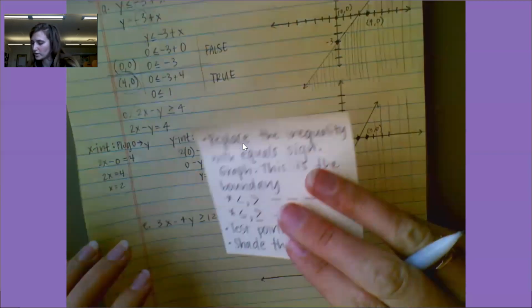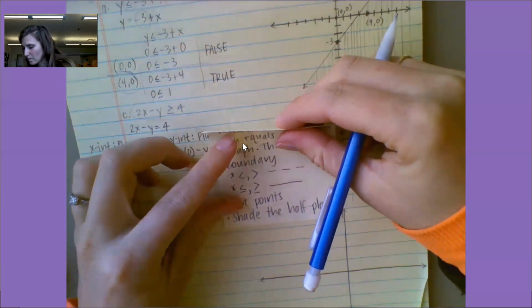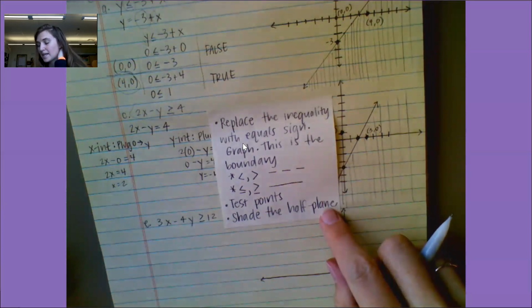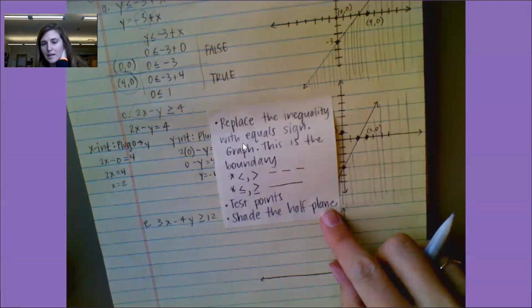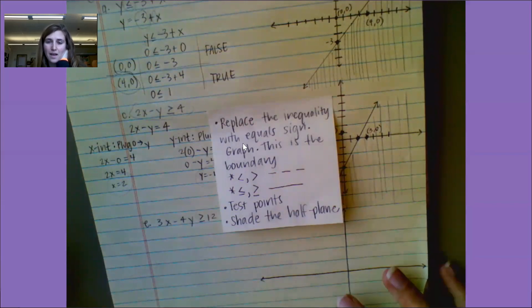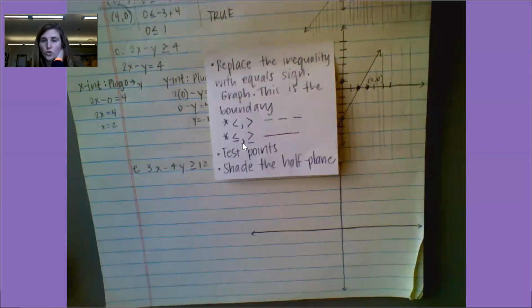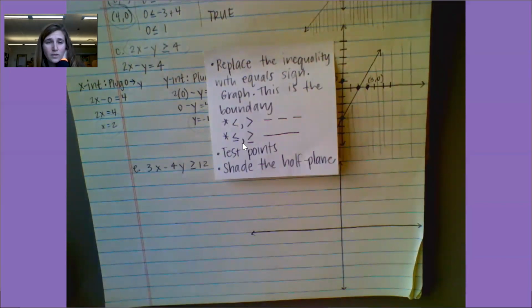We've got one more to do. So first step, again, is to replace the inequality with an equal sign, and then we're going to graph that line. So I want you guys to give this a try on your own. Pause the video, and then come back when you're ready, and we'll go through it.